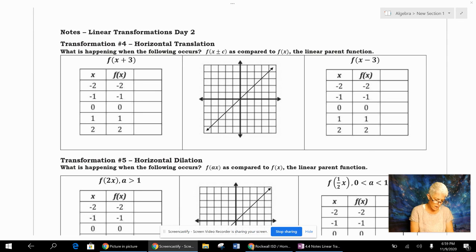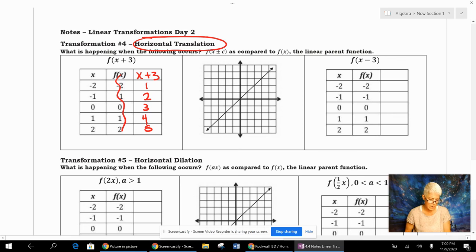So if you look right here, we have the word horizontal translation. So what happens? Now, if you notice here, the change is inside the parentheses. The change is with the x. So what does that look like? Instead of saying y plus 3, I'm going to say x plus 3. And so again, let's just go ahead and apply the transformation to what's going on here. So I end up with a 1, a 2, a 3, a 4, and a 5.